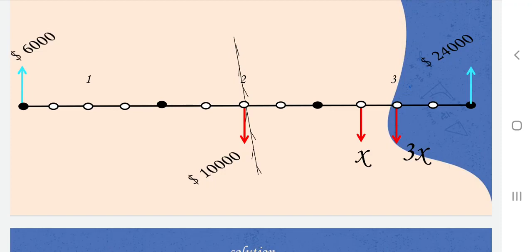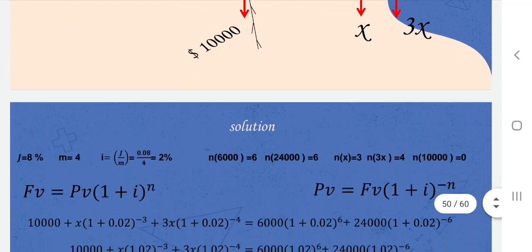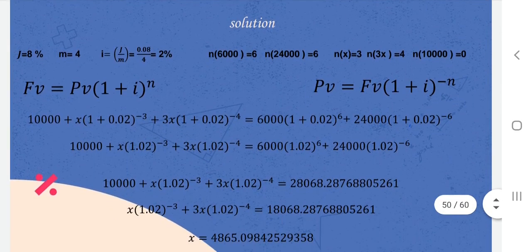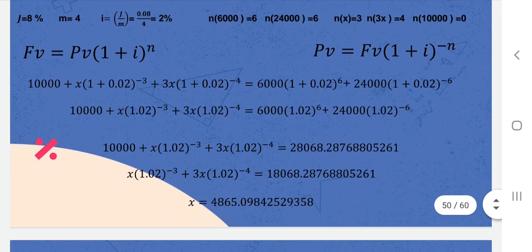n equal 6, and for $10,000 n equal 0, and n for x equal 3, and for 3x equal 4. By substituting in a formula of future value and present value, you can get x, which is equal 4,865.